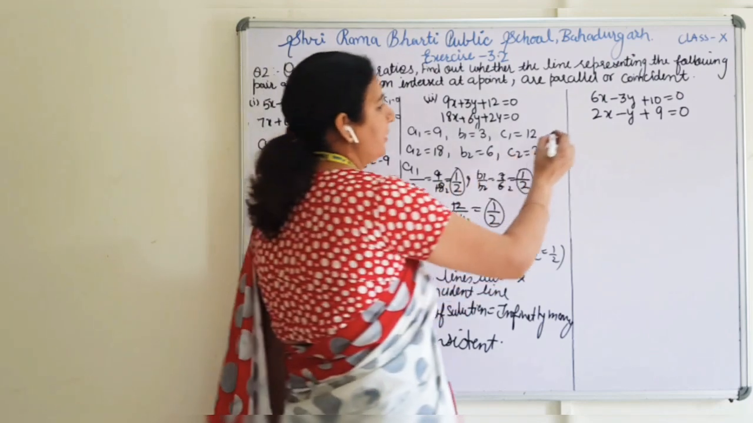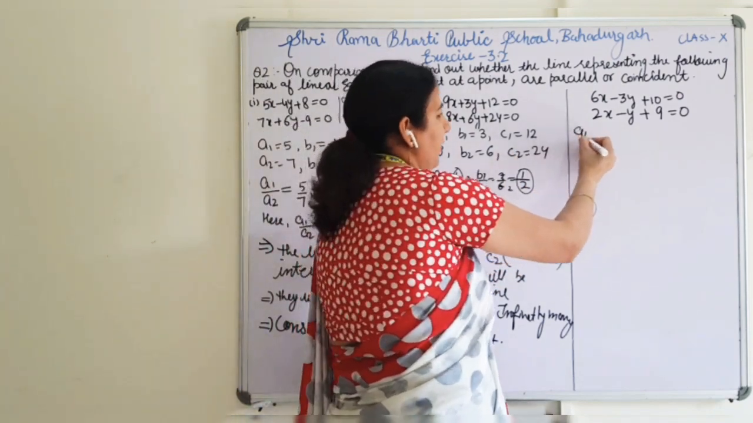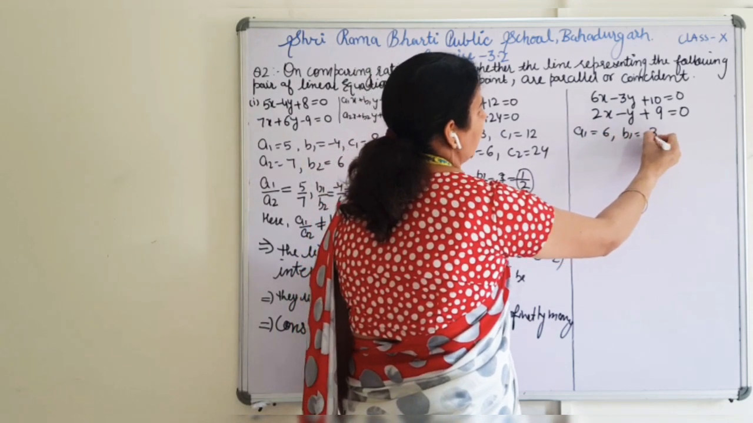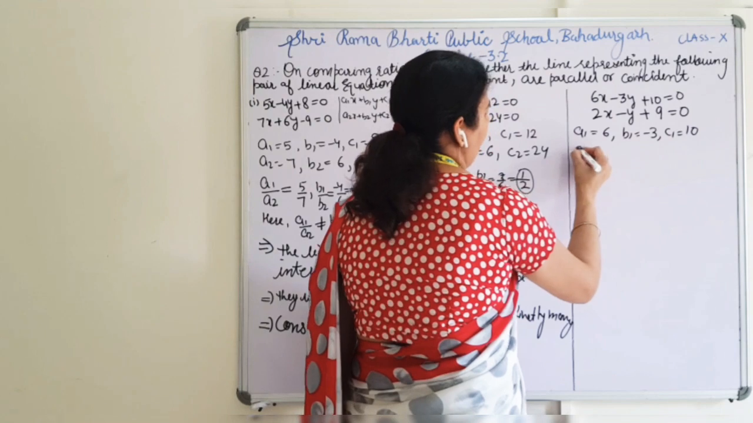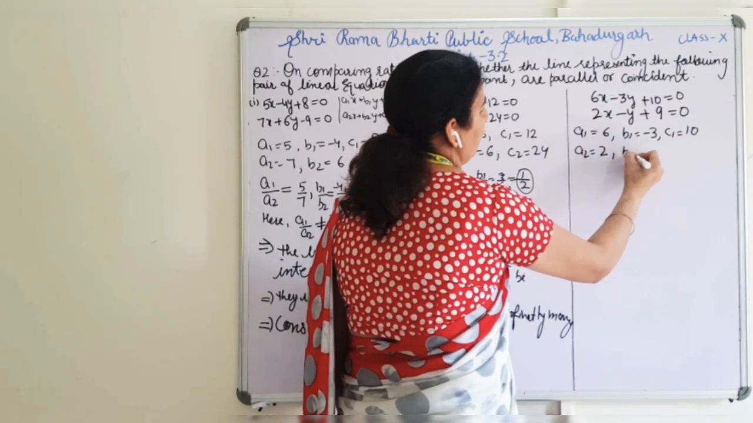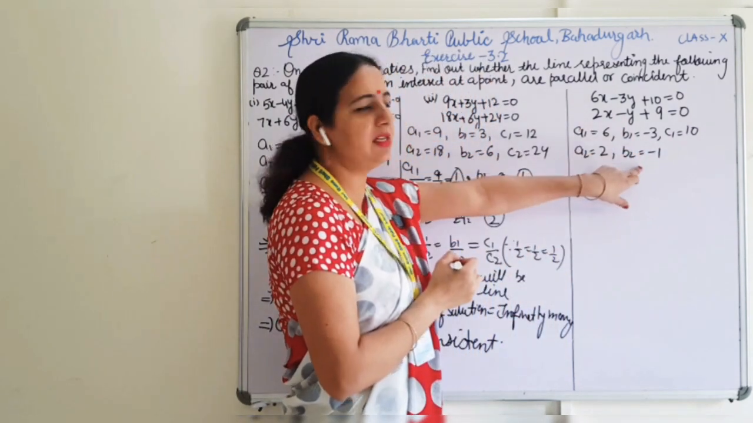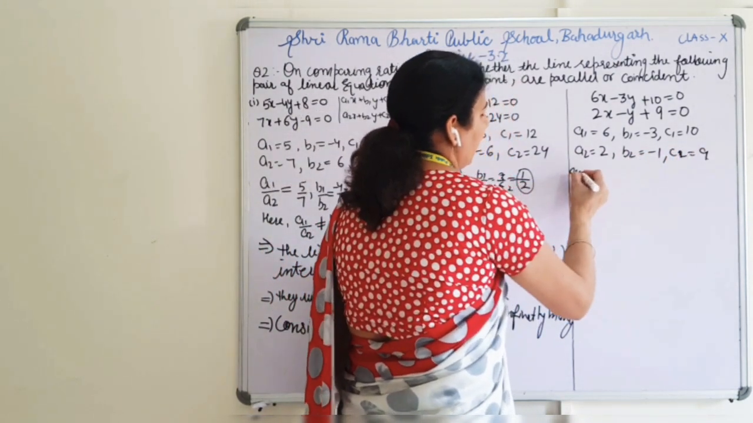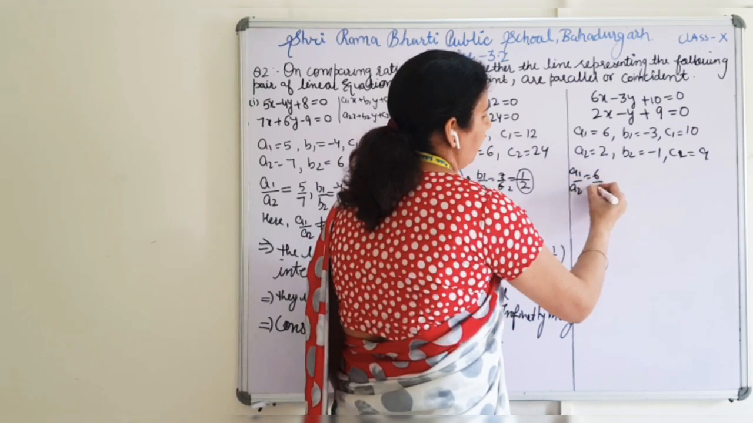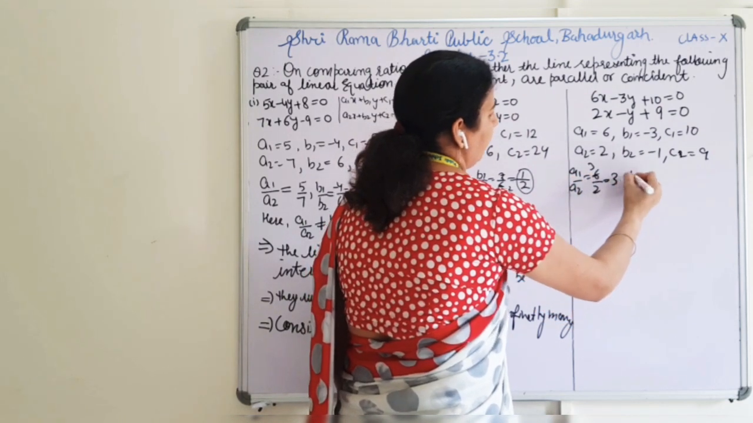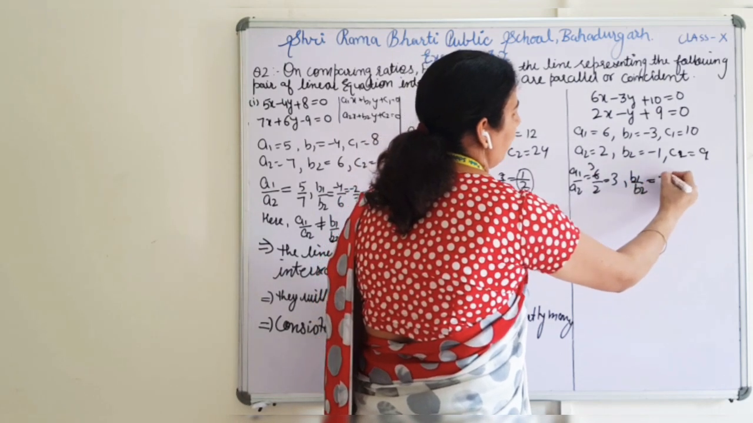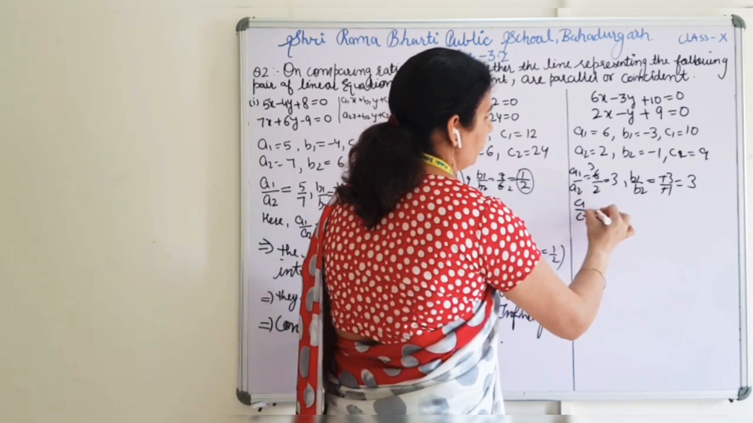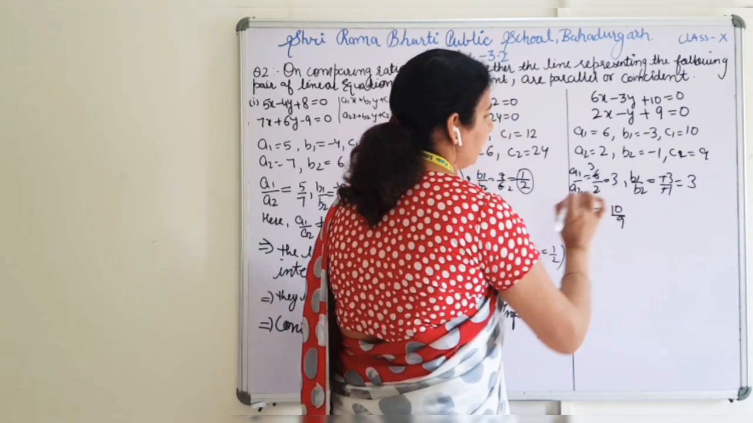Now the third part, again we are going to calculate. a1 is 6, b1 is minus 3, c1 is equal to 10, a2 is 2, b2 is minus 1. Nothing is written there, it means 1 is there, so it is minus 1. c2 is equal to 9. a1 upon a2, 6 upon 2 is 3. b1 upon b2 is equal to minus 3 upon minus 1. They are also 3. c1 upon c2, 10 upon 9, not divisible.